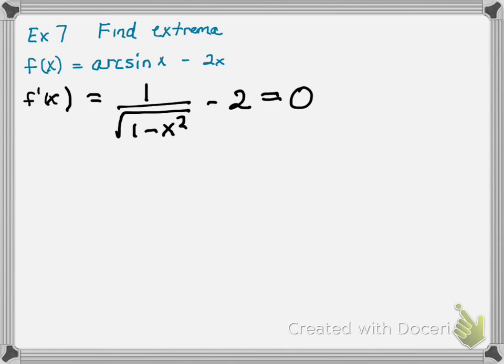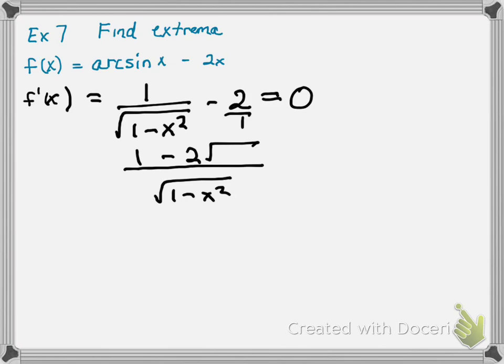So to do that, our common denominator would obviously be the square root of 1 minus x squared, because this is like a 2 over 1. So the first numerator doesn't need anything, but I have to multiply this 2 times this. So 1 minus 2 times the square root of 1 minus x squared. So the only way to make this fraction come out to be 0 is if the numerator itself is 0. So if I set the numerator equal to 0 to see what will make the fraction come out to be a 0, I'll have to solve this.